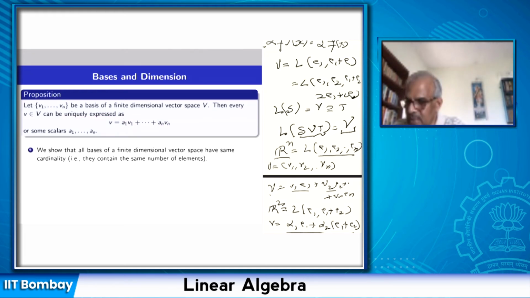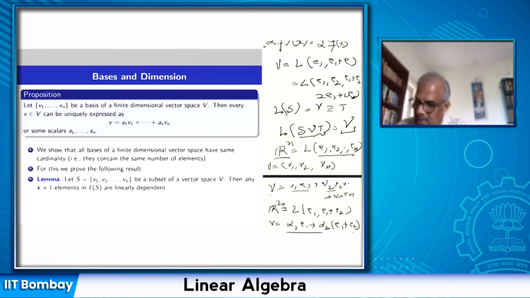Let us prove this fact. We show that all bases of a finite dimensional vector space have the same cardinality. They contain the same number of elements. So this proposition, that every vector can be uniquely expressed as a linear combination of basis vectors, I am leaving to you as an exercise. It is an easily proved fact.